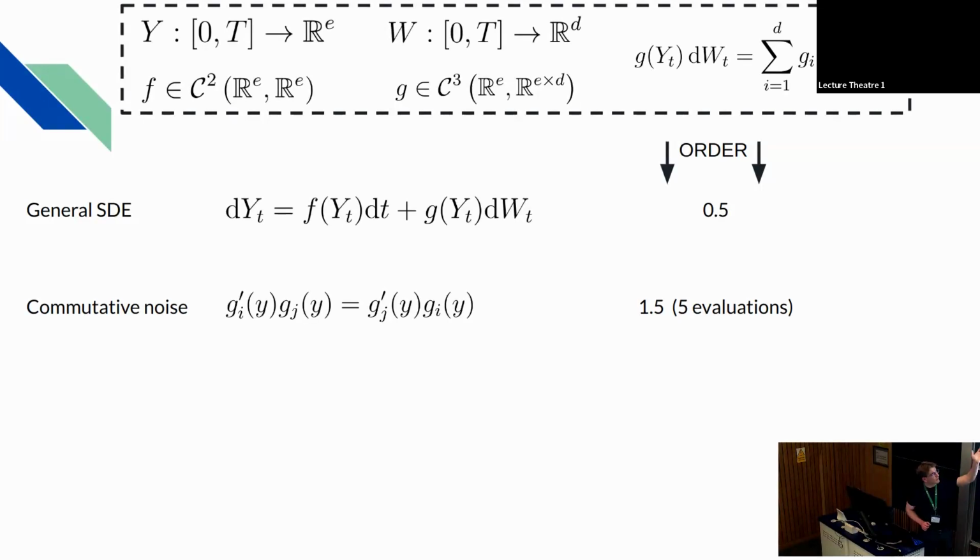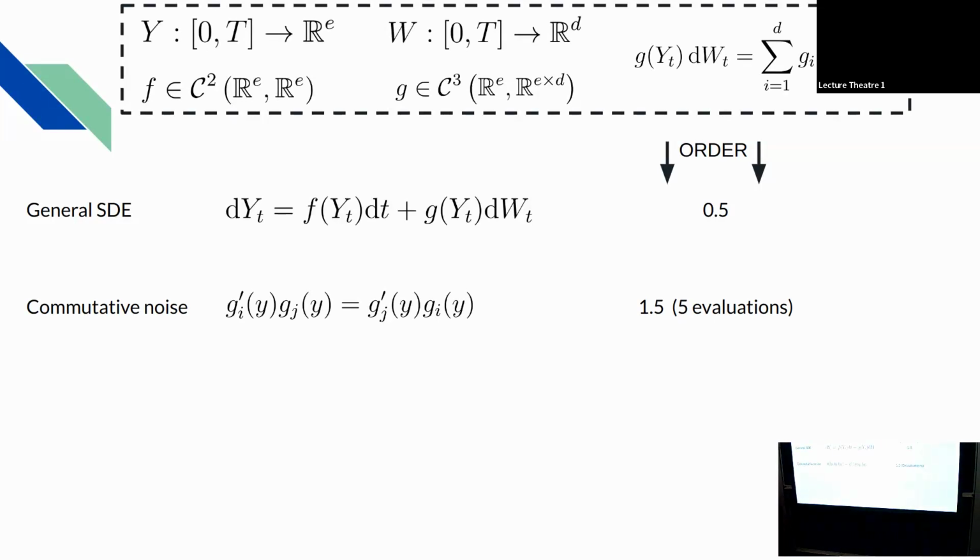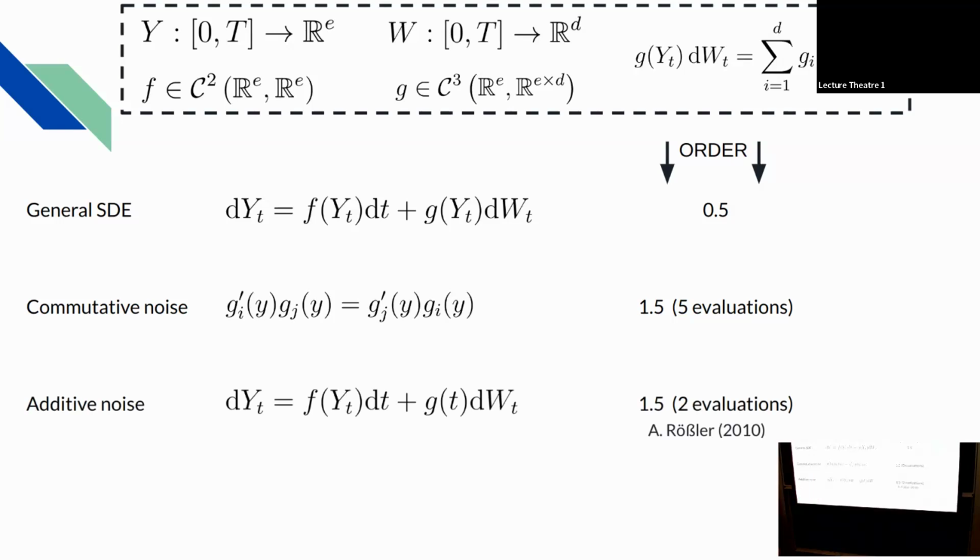Then we have a different type of SDE, which has this property that the columns of G commute in the Lie bracket. This gets technical, but the idea is that for certain types of SDEs, we can do better than order half if we know some more properties of the SDE. Then there's additive noise, which most SDEs used out there seem to be, and you can achieve order 1/2 for additive noise SDEs.